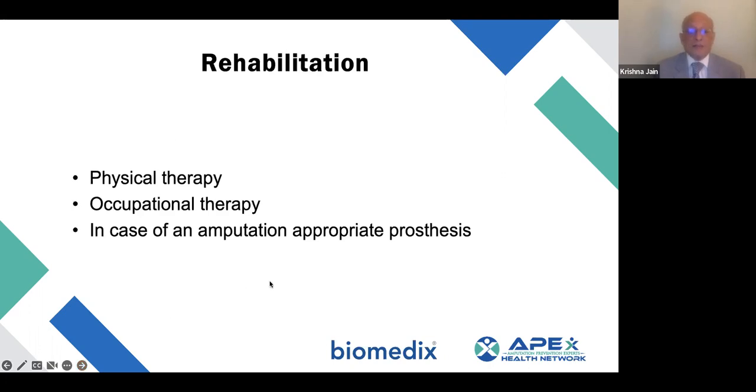Rehabilitation sometimes is very important. So suppose somebody ends up with a transmetatarsal amputation or loses their big toe, they need physical therapy, occupational therapy. In case they end up with a major amputation, they need proper prosthesis and they need both PT and OT.